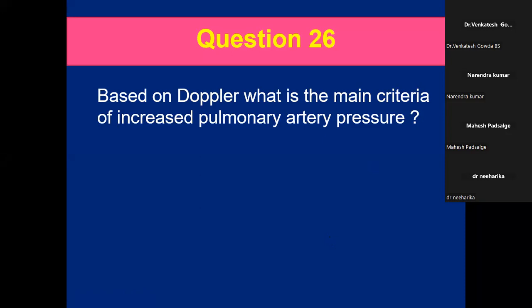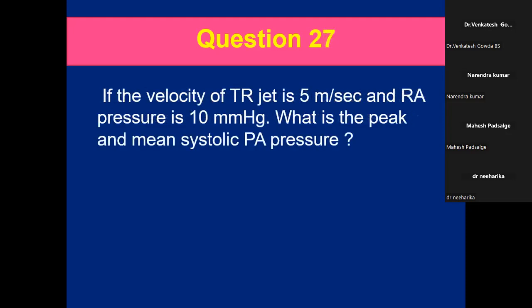3 transforms into what? 3 into 3 into 4, 36 millimeters of mercury. 36 plus RA pressure 5 is 41, roughly 40. 40 multiplied by 0.6 is 24. Add 2.1, that is 26.1. Anything more than 25 millimeters of mean pressure is considered elevated pulmonary artery pressure. Clear?